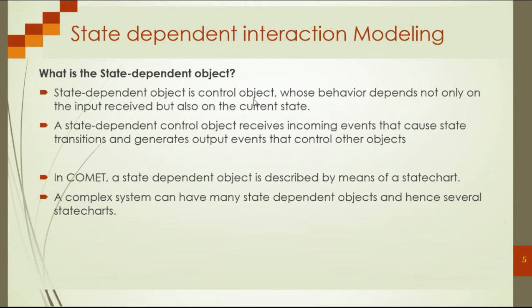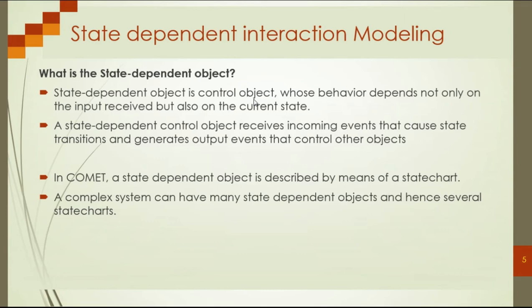So the behavior of this object is not only based on the input of the user, but also based on the current situation of the system. Okay, so the first characteristic of the state dependent object is that it is a control object, but it not only depends on the input of the user, but also on the current situation of the system.